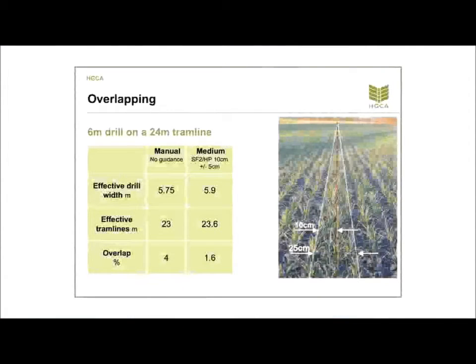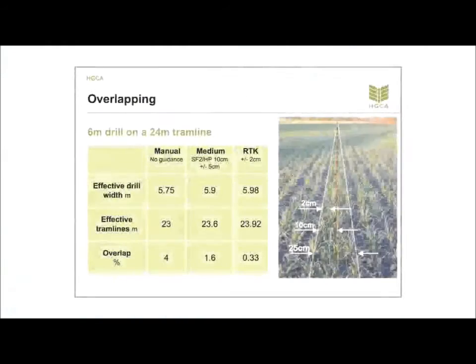Have you got anything that would show me if I started to get a bit more accurate through using the technology, what it might mean? So if you use a kind of SF2 or a medium level accuracy system, then we'd expect the effective drill width to go up to about 5.9 metres. We'd lose potentially a maximum of 10 centimetres. And that would take your effective tram lines up to 23.6 and take your overlap percentage right down to 1.6%. Right, yeah, that's pretty good. That's on the medium system.